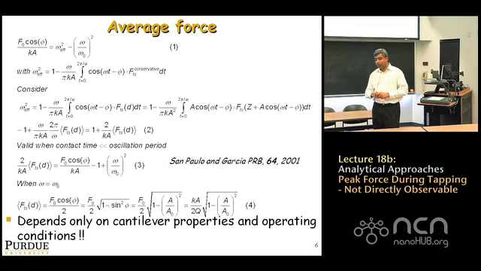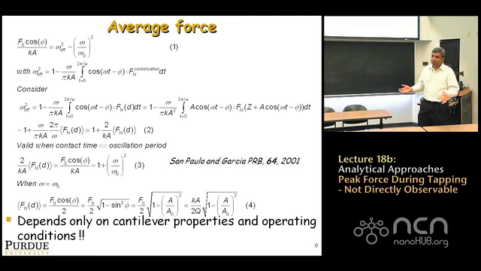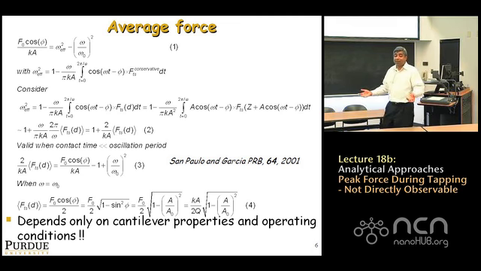So here's the point. Tapping mode is great. Everybody uses tapping mode for imaging, but nobody knows what force you apply in tapping mode, because in tapping mode you don't measure force directly. This is the problem. So the first effort at trying to get some idea of what force you apply is, let's try to find the average force.